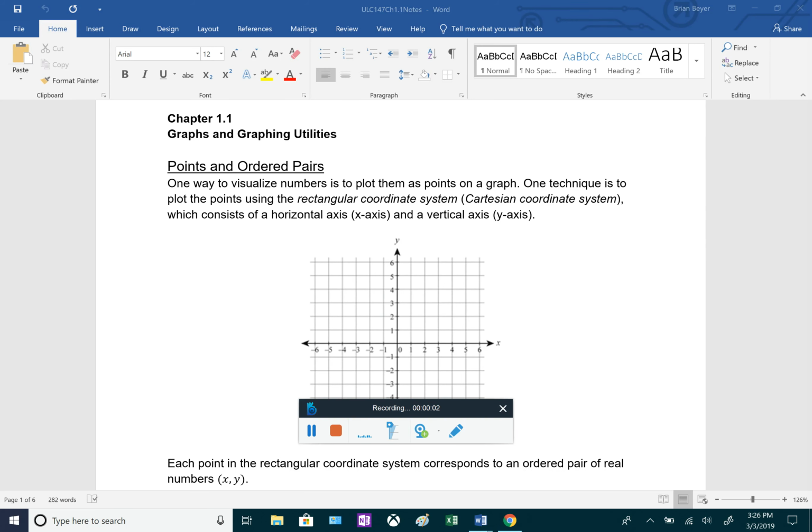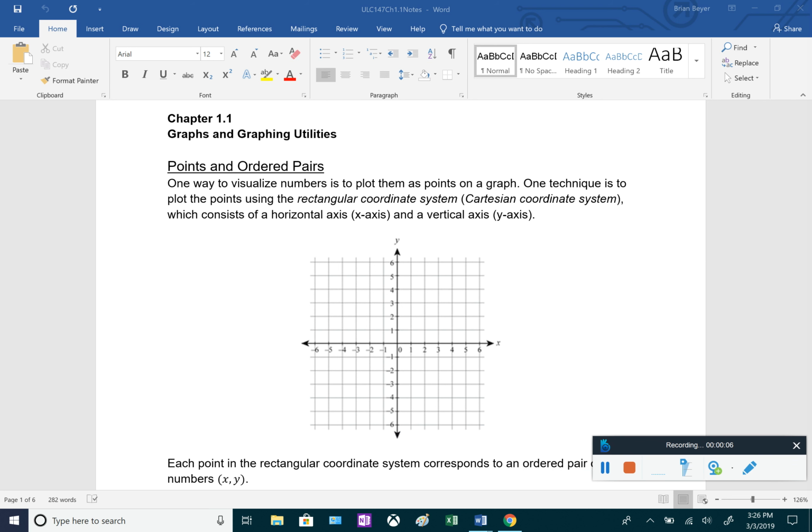In chapter 1.1, we'll be looking at graphs. So to start, let's take a look at points and ordered pairs. One way to visualize numbers is to plot them as points on a graph. And the graph that we're going to be using is called the rectangular coordinate system, or you can call it the Cartesian coordinate system, or the XY plane.